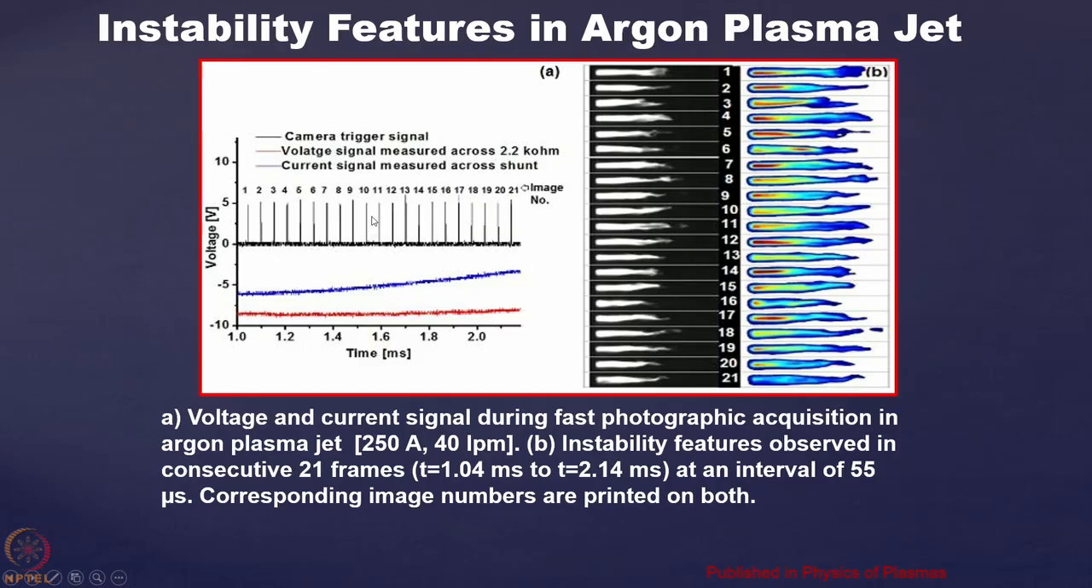So, that will take us up to the 10th frame, and if you look here, from the 1st to the 10th frame, you are seeing that there are lots of changes in the temperature distribution in the jet. So, some instabilities are causing this kind of behavior, which is not actually ohmic heating, because V and I are more or less constant.